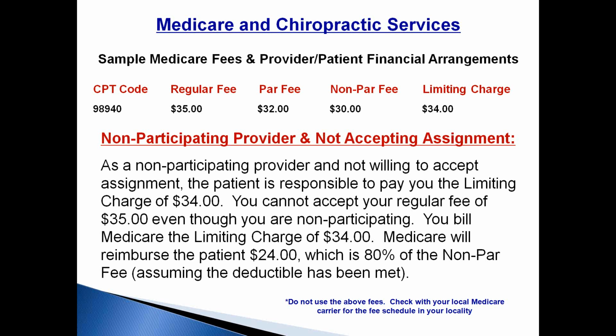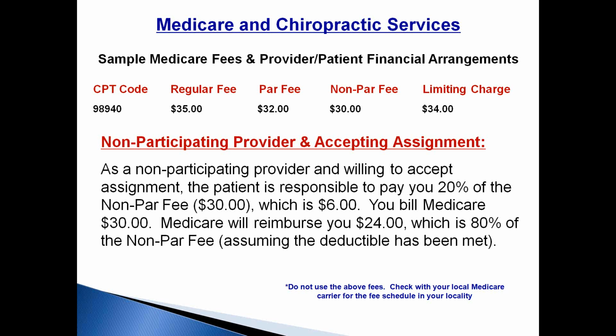So you're going to bill Medicare the limiting charge of $34, and then Medicare is going to pay the patient, which is what you want to do in this situation. You don't want the payment coming to you because you're going to have the patient pay you. So the check you want to go to the patient. So Medicare will reimburse the patient $24, which is 80% of the non-par fee. It's 80% of the non-par fee, not of the limiting charge.